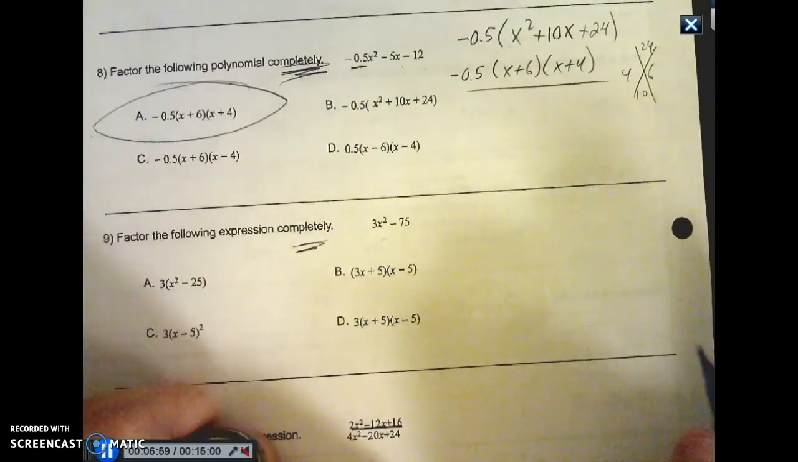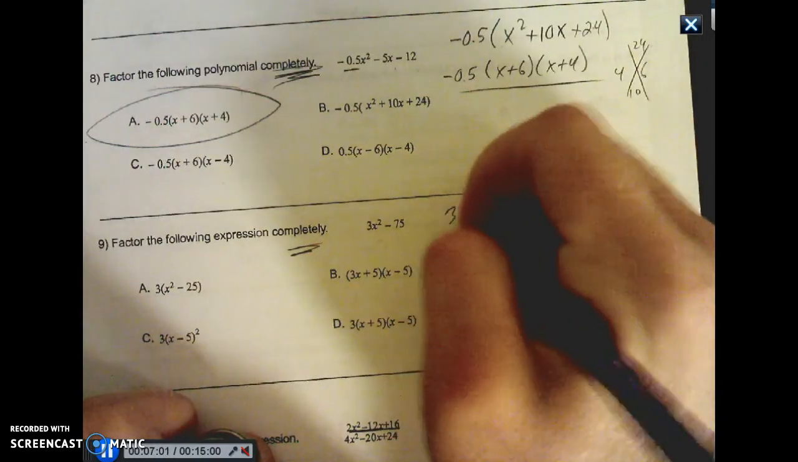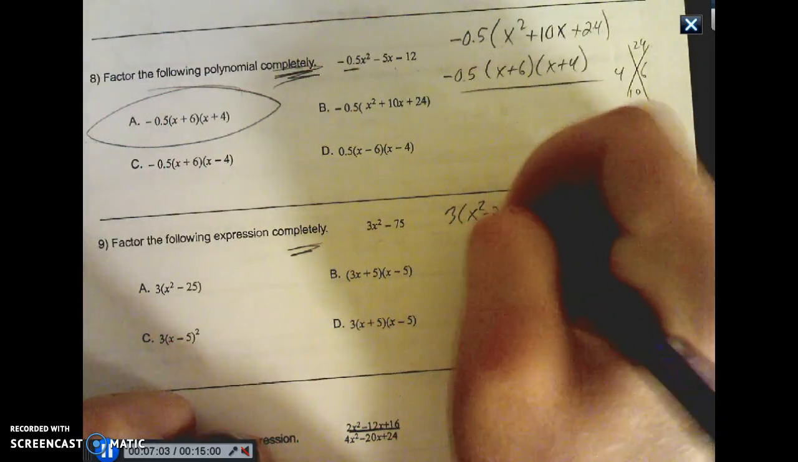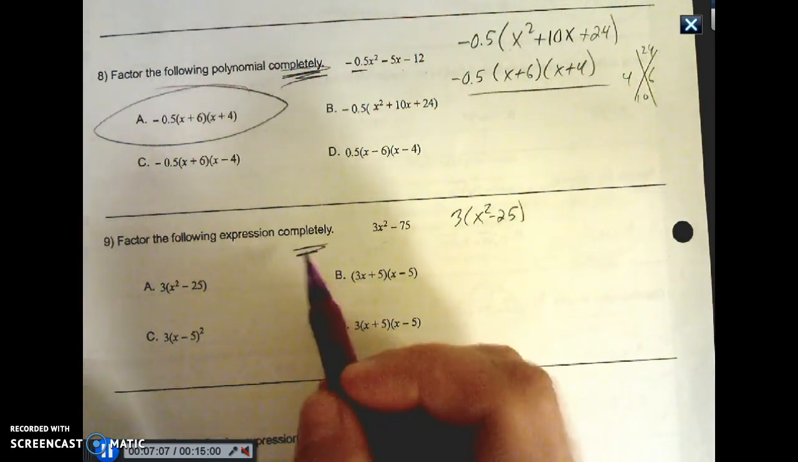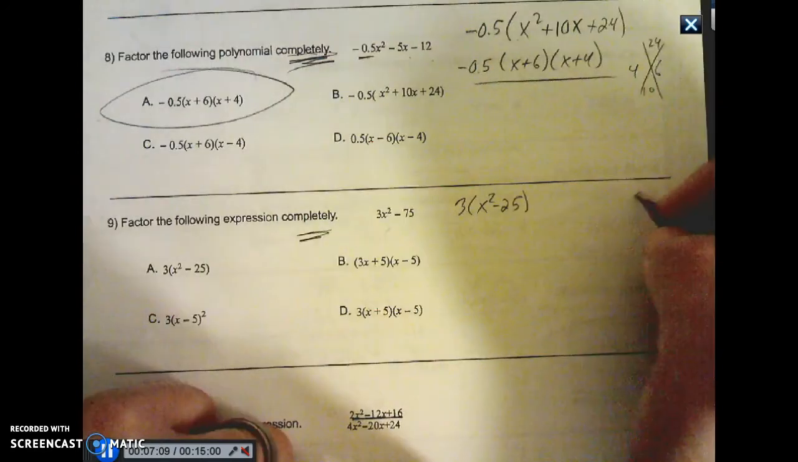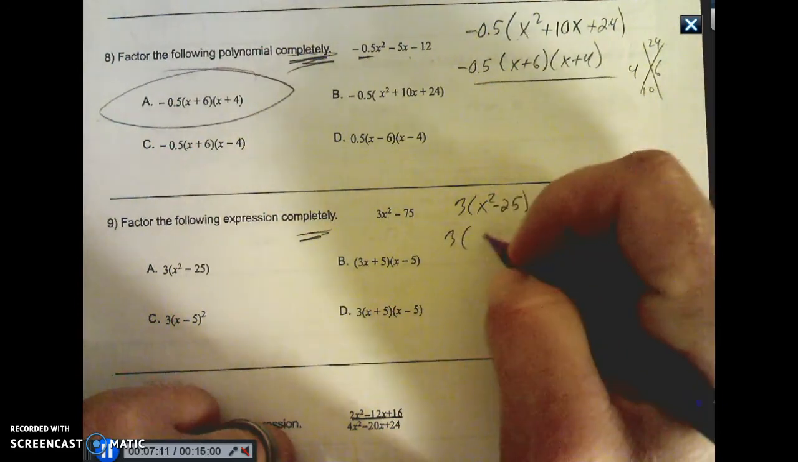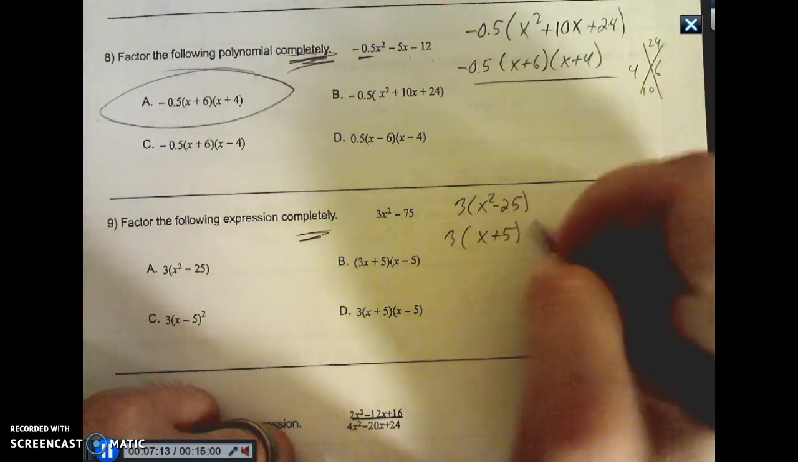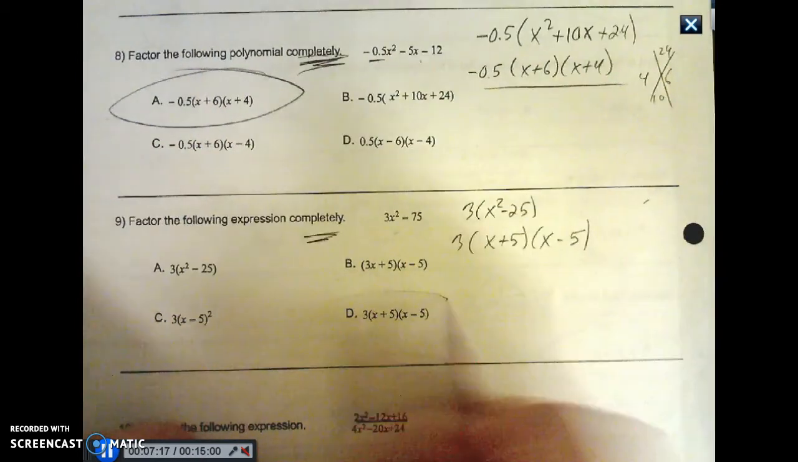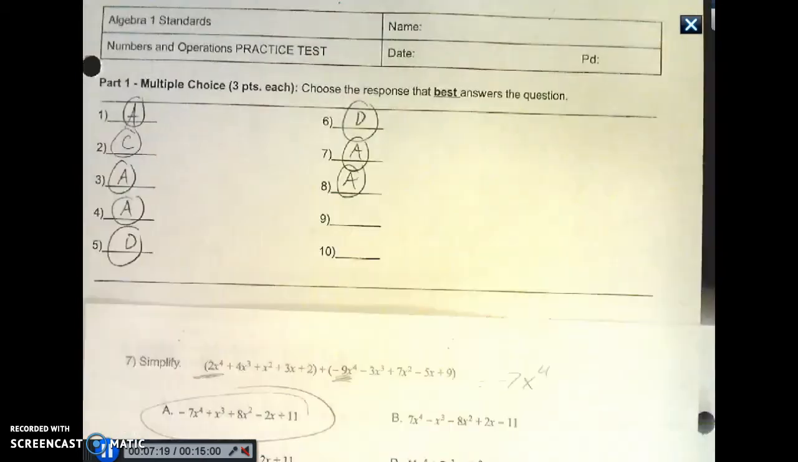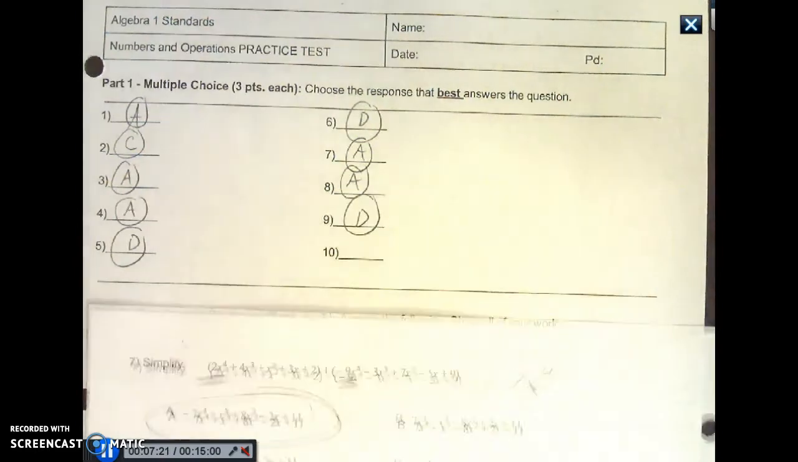Okay, 9, 10. What number can go into both of these? 3. Take a 3 out. Alright. A looks really enticing, but guys, read the directions completely. This is a difference of squares. What's the square of 25? 5. You guys are rocking out on this. You're doing a really nice job on it, so just make sure you keep doing a nice job with it. So number 9 is D.